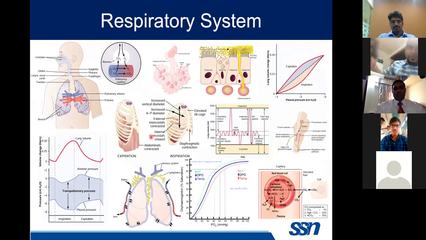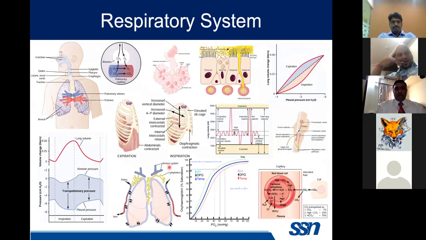One is breathing, and also this vitamin D also. There are some steps that happen in the lungs. So this is all about the physiology of how the mechanics of inspiration and expiration takes place.